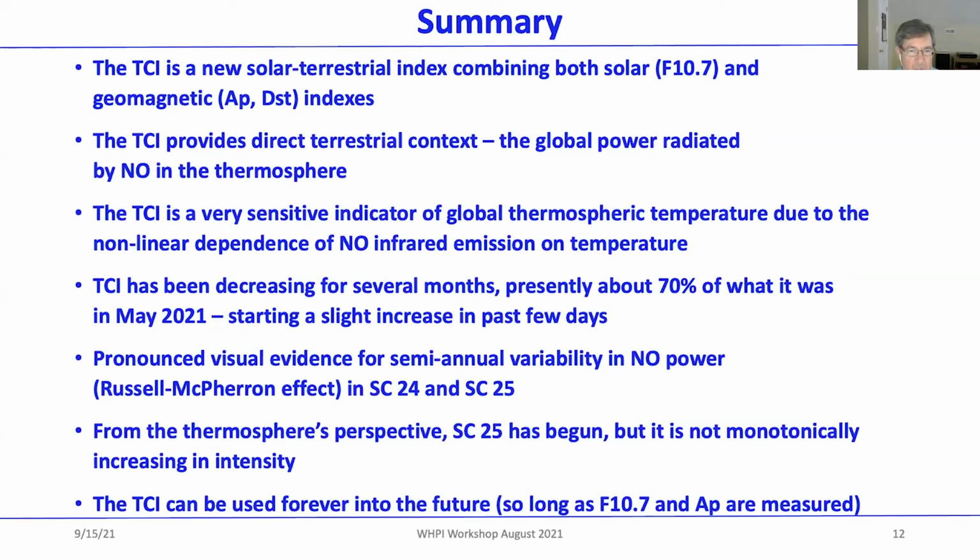And there is pronounced visual evidence for semi-annual variability in NO power, the Russell-McPherron effect at the equinoxes in solar cycle 24 and the beginning of 25 here. And so again, from the perspective of the thermosphere, solar cycle 25 has begun, but it hasn't really ramped up yet. And we can use this index into the future forever, as long as we have Ap and F10.7 and Dst. We can always have this pulse on the atmosphere due to the solar and geomagnetic effects. So with that, I'll step back and thank you for your attention, and look forward to questions.